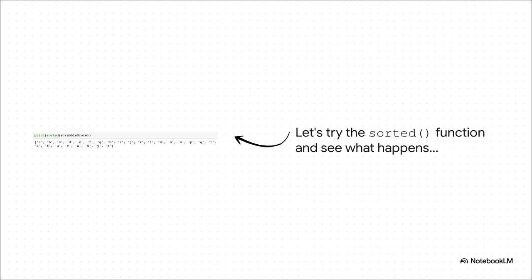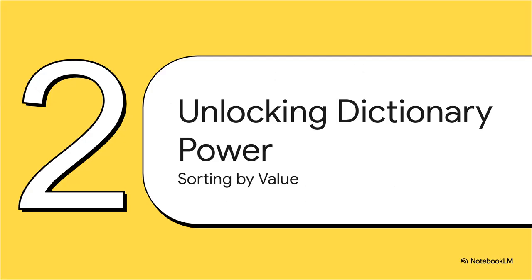Your first instinct probably is to just throw Python's built-in sorted function at the dictionary and see what happens. But when we do that, the result isn't exactly what we were hoping for. What we get back is a list of the keys, the letters, sorted alphabetically. So A, B, C, D, that's not what we need, right? We need them sorted by score. So the big question is, how do we get it to sort by the score, the value, instead of the key?